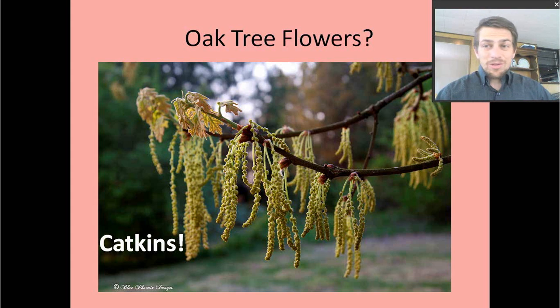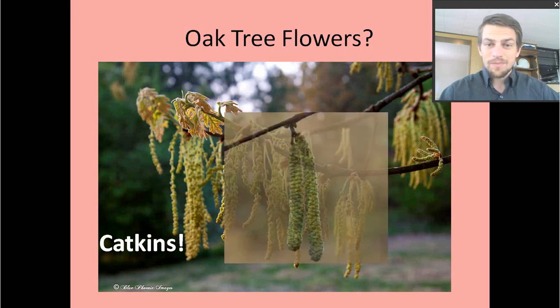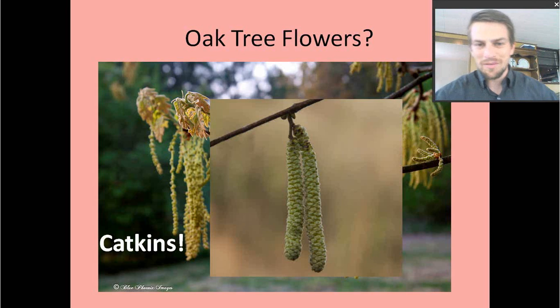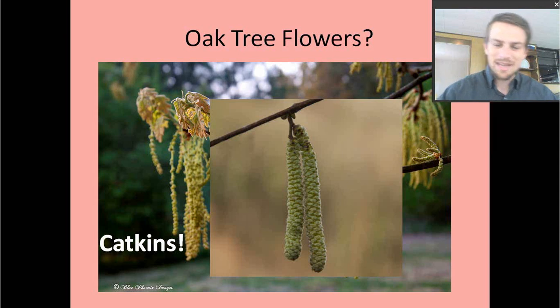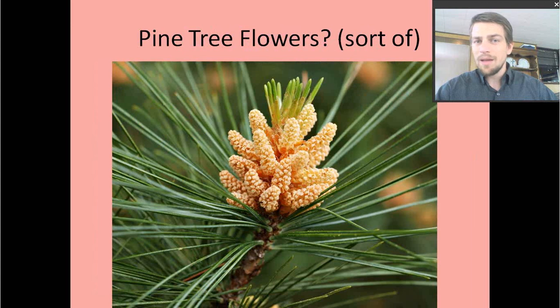Alright, so I want to show you one more kind of tree and show you its flowers as well. First, here's a close-up picture of a catkin. This looks like it's more from a birch tree or something. There's different kinds of trees that use catkins, but they look like little kitten tails hanging down. But anyways, the next type of flower you're going to learn about is a pine tree flower.